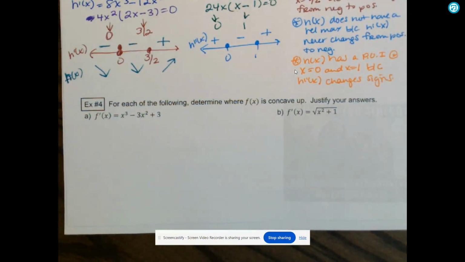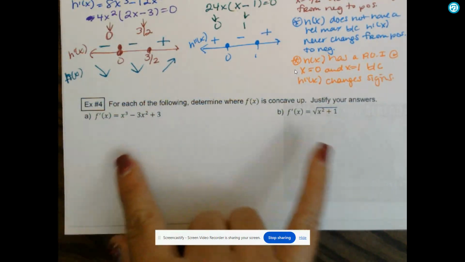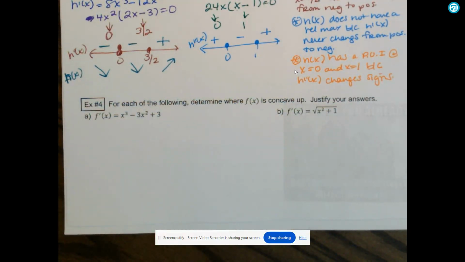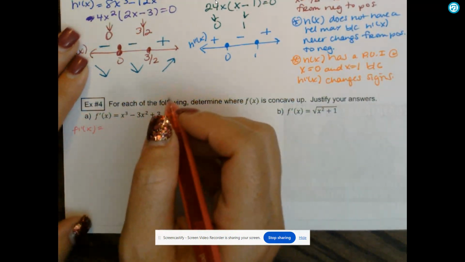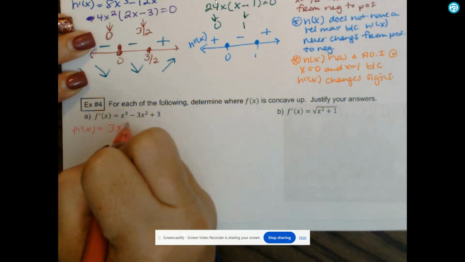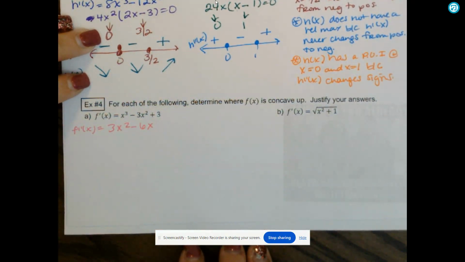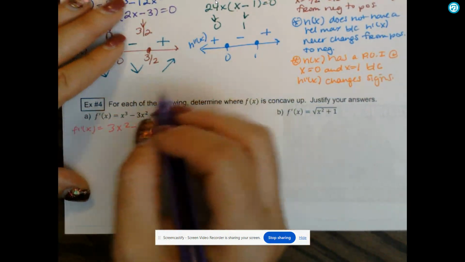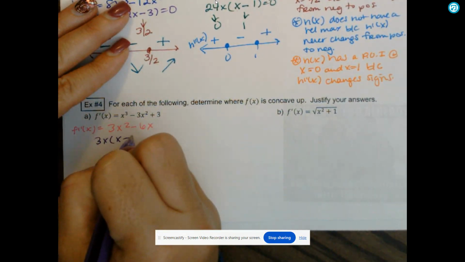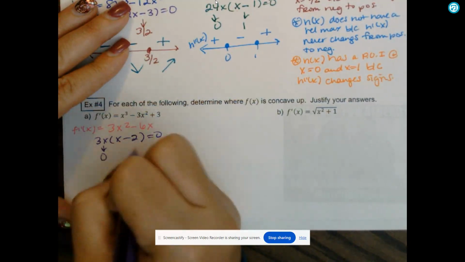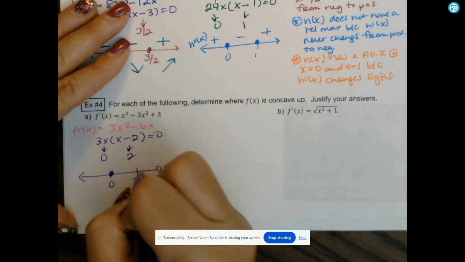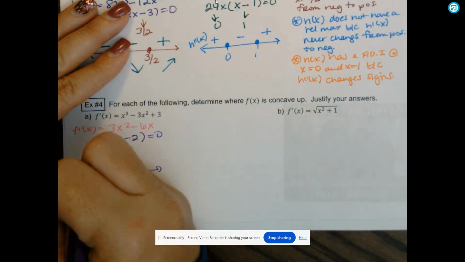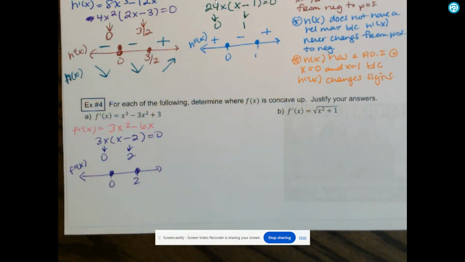For each of the following, determine where f of x is concave up and justify your answer. So notice they gave us the derivatives here. So we're going to take the second derivative of each of these. So for the first one, f double prime of x is going to equal 3x squared minus 6x. All right, so let's just keep rolling. Setting that equal to 0, factor out our 3x. So our zeros are 0 and 2. Both of those are singles. Okay, so that's f double prime.